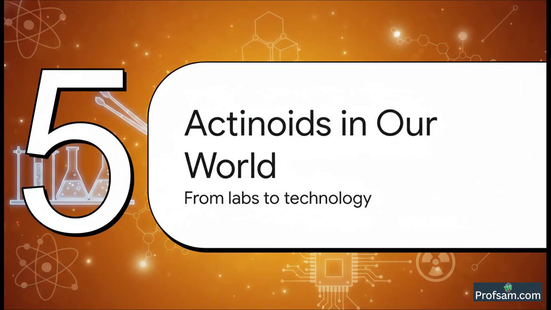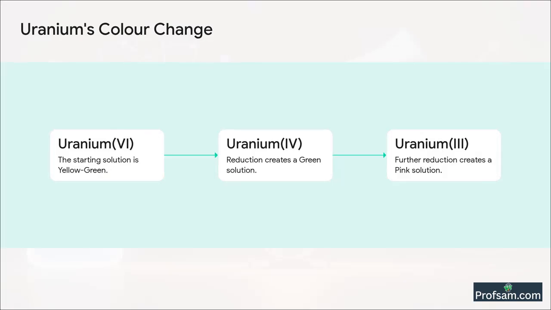Okay, so we've looked at the theory, and we have this mental image of the lab. Now, let's connect all this chemistry to things we can actually see and use in the real world. One of the most direct proofs of this variable chemistry is something you can literally see with your own eyes in the lab. If you take a solution of uranium(VI), which is yellow-green, and you reduce it, it turns green because it has become uranium(IV). If you reduce it even further, it turns pink as it becomes uranium(III). This beautiful color change is direct, visible evidence of those accessible 5f electrons doing their work.